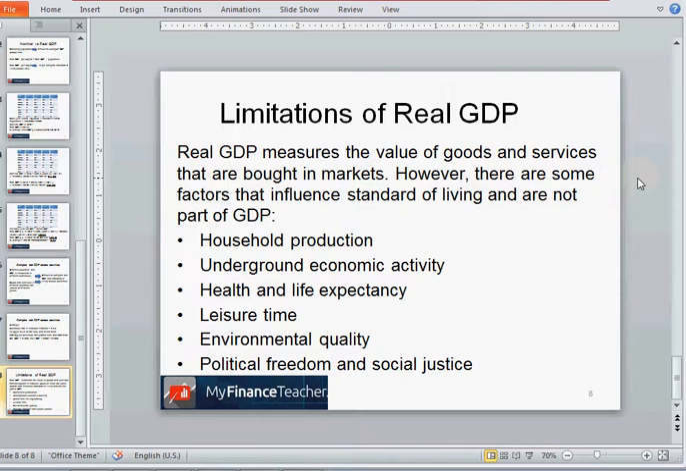Hence again, although it is useful to use GDP to compare the standard of living across time and across countries, it is very far from a perfect measurement of this standard of living.